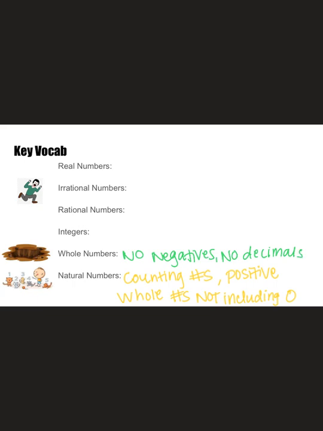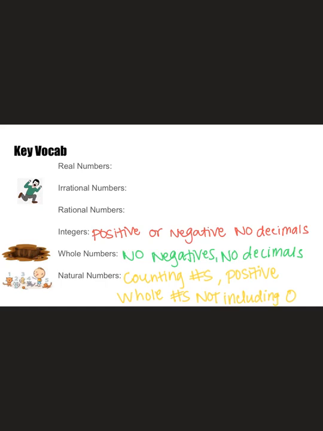Next, we have the integers. Integers can be positive or negative, but they can't have decimals. I think of integers as what we would label a number line with. So we still don't have any decimals, but they can be positive or negative. So still no decimals yet.